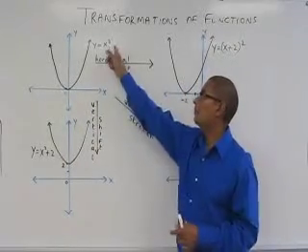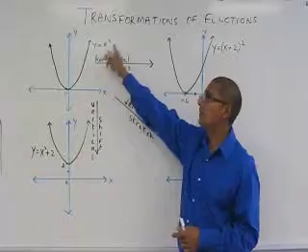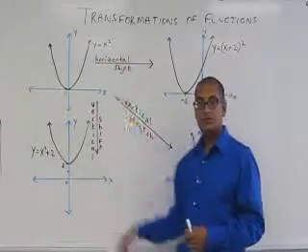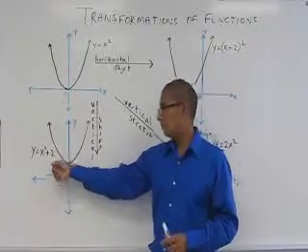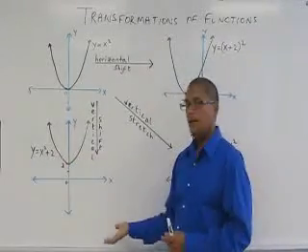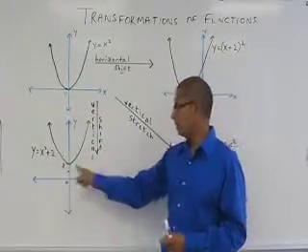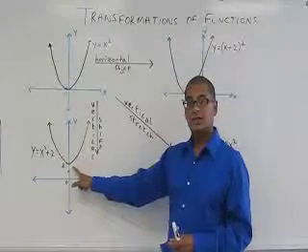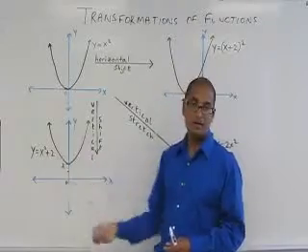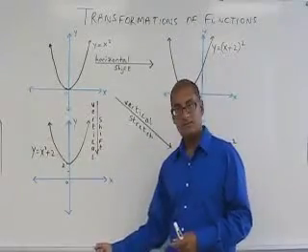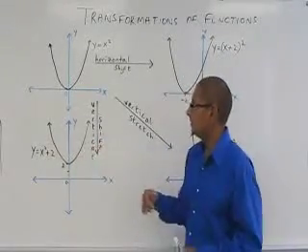If I add or subtract a number to my function, what I get is a vertical shift. So here's an example where I added 2 to x squared. So I have y equals x squared plus 2. It's going to shift the function up by 2. So my vertex is here now at 0, 2 on the y-axis. If I had subtracted a number from x squared, it would have shifted it down. So that's a vertical shift.